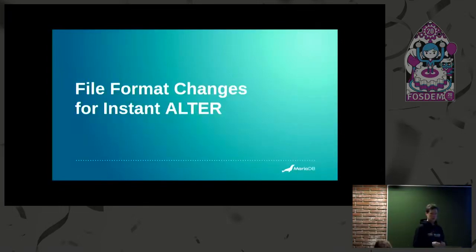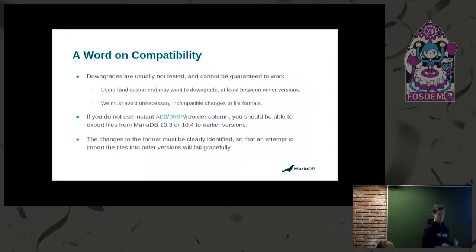So what can we do even better to have more instant alter table by changing the file format? First, I would like to say a little bit about compatibility, because it was mentioned by Peter Zaitsev. At MariaDB, we don't guarantee that you can downgrade, but I at least personally want to keep that in mind. I want to be careful about the data format changes, so that the goal is that you can downgrade, and if for some reason there is some new feature that doesn't work in the old versions, then it should fail in an obvious way.